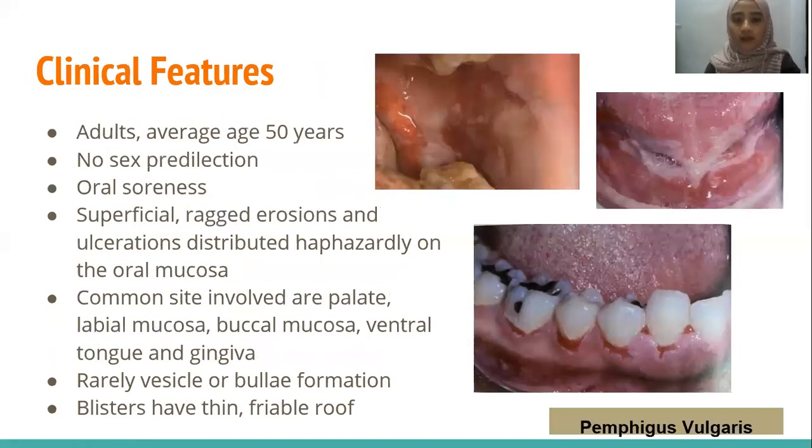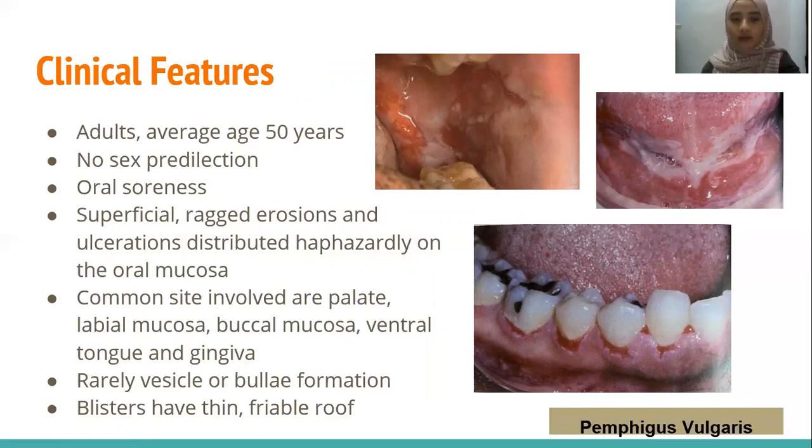Moving on with the clinical features, it usually affects adults with an average age of 50 years, and it has no sex predilection, and the patient usually complains of oral soreness. Examination will show superficial, ragged erosions and ulcerations distributed haphazardly on the oral mucosa. So these 3 clinical pictures shown here are examples of how oral lesions of pemphigus vulgaris can appear.